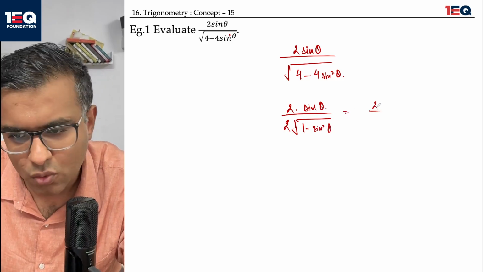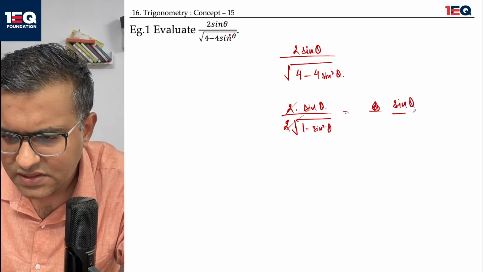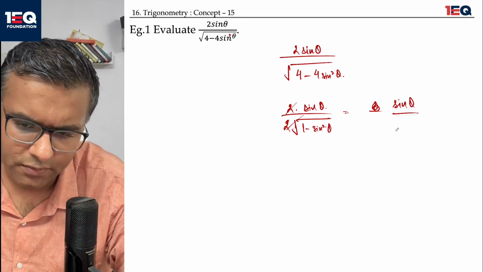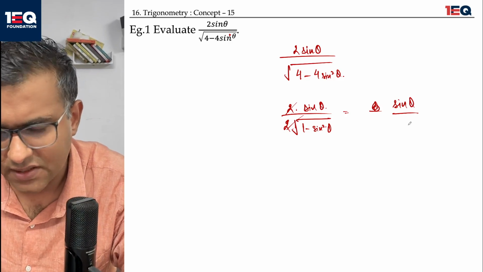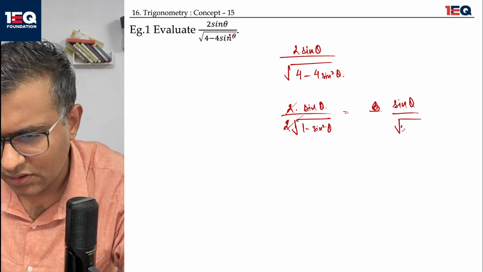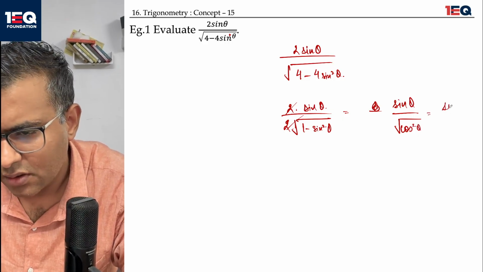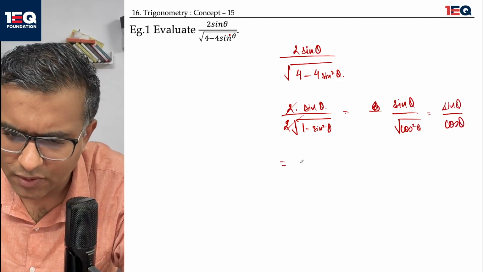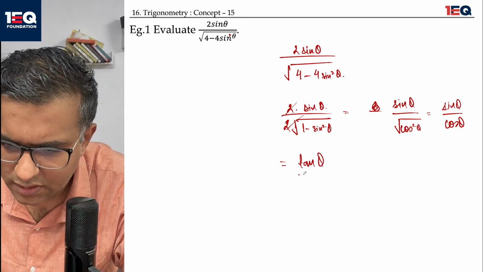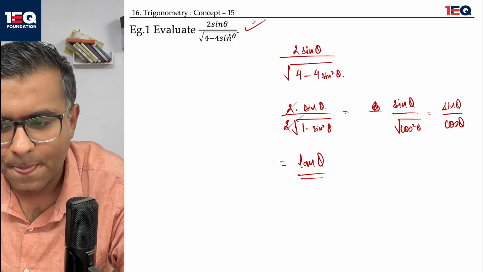So 2 over 2, 2 is now cancelled out, right? I would have sine theta upon the root of 1 minus sine square theta. 1 minus sine square theta is cos square theta. In the root, if I have cos square theta, the root will go away. It gives me sine theta upon cos theta. Sine theta upon cos theta is equal to tan theta, which is my final evaluation, right?